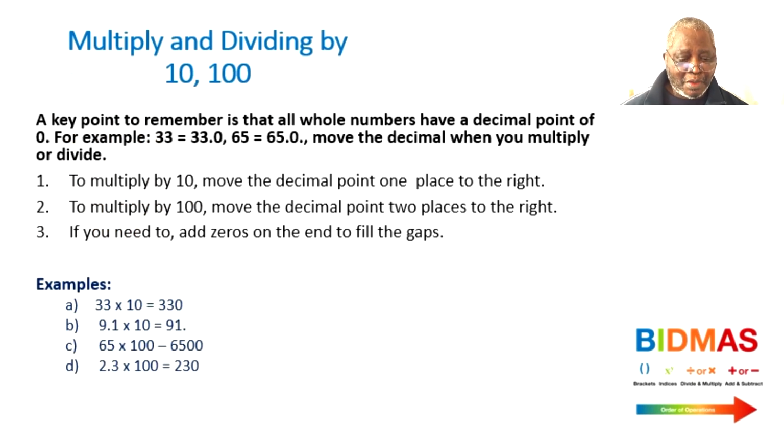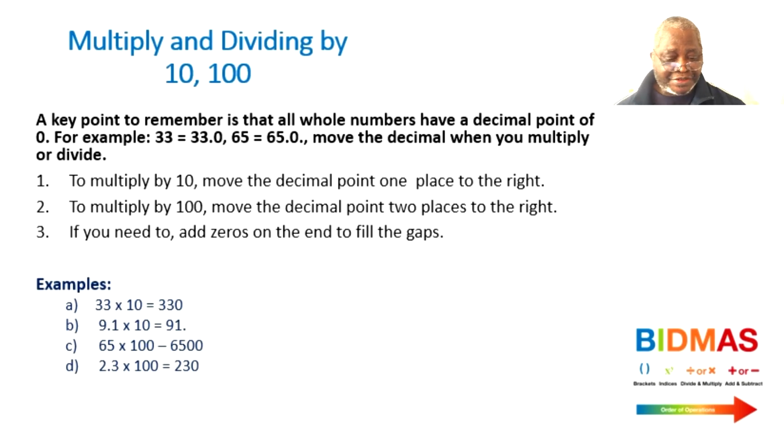A key point to remember is that all whole numbers have a decimal point of 0. For example, 33 is equal to 33.0. 65 is equal to 65.0. When we multiply by 10 or 100, all we have to do is to move the decimal points to the right. Or if we divide, we move the decimal points to the left.